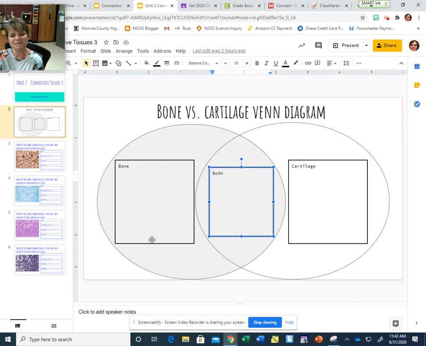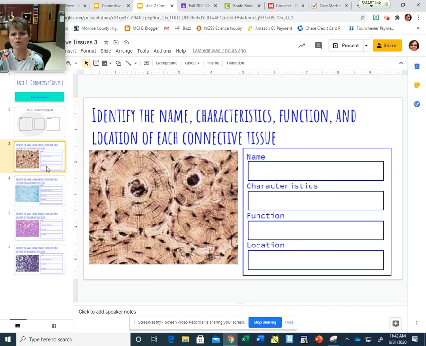If you don't have enough room to type everything in the box, you can always highlight the text and make it smaller. But again, this is a Venn diagram, and I actually inserted text boxes so that you would be able to type inside of these circles. And then you have 4 different pictures to identify. Give me the characteristics that you used to identify. What did you see? What did it look like that helped you to identify it? Give me one function and one location.